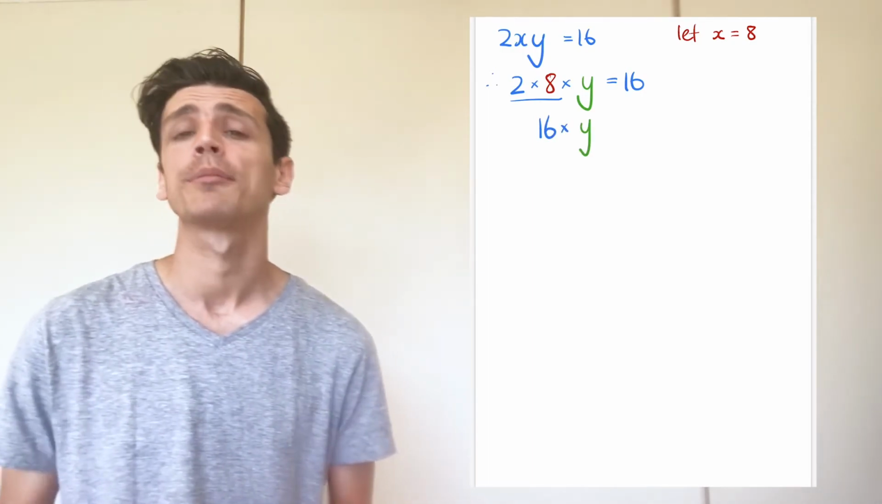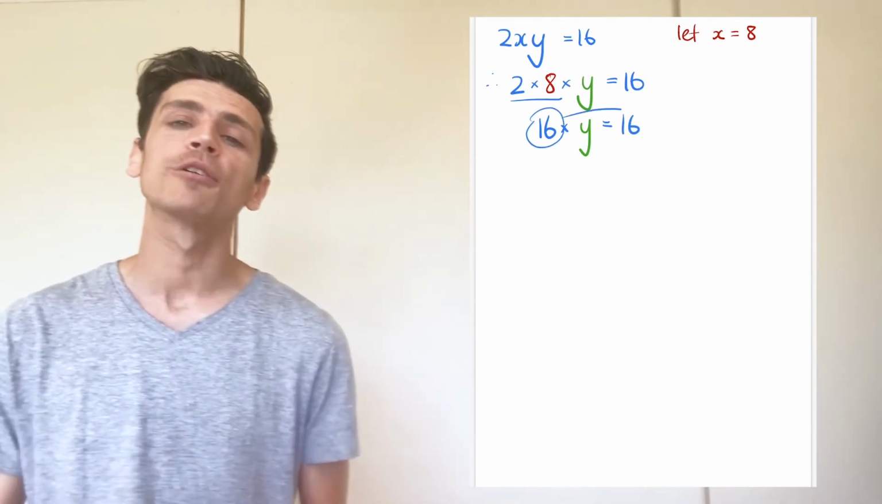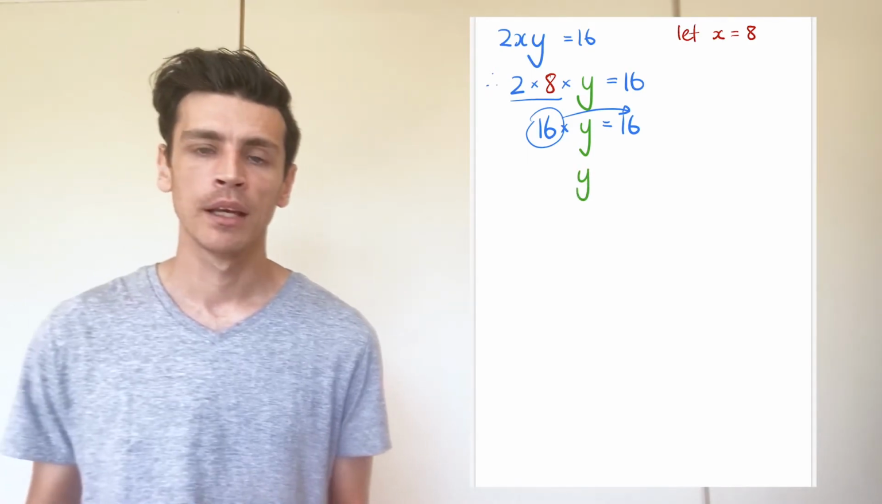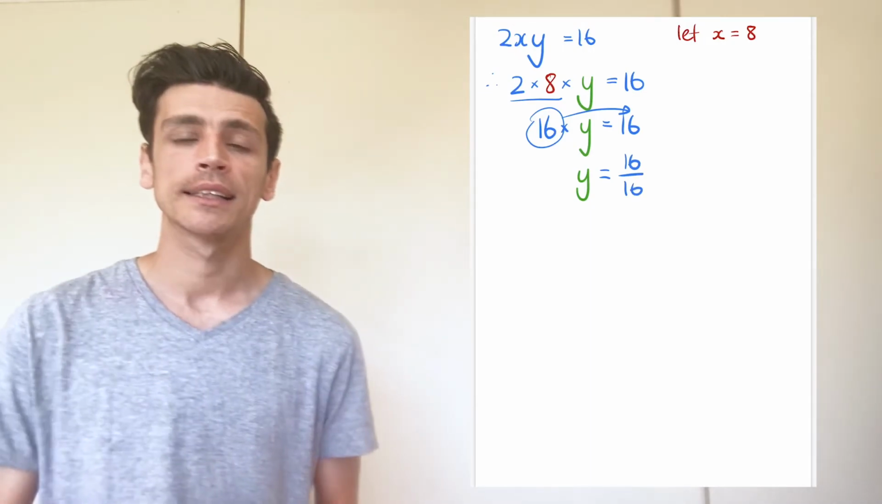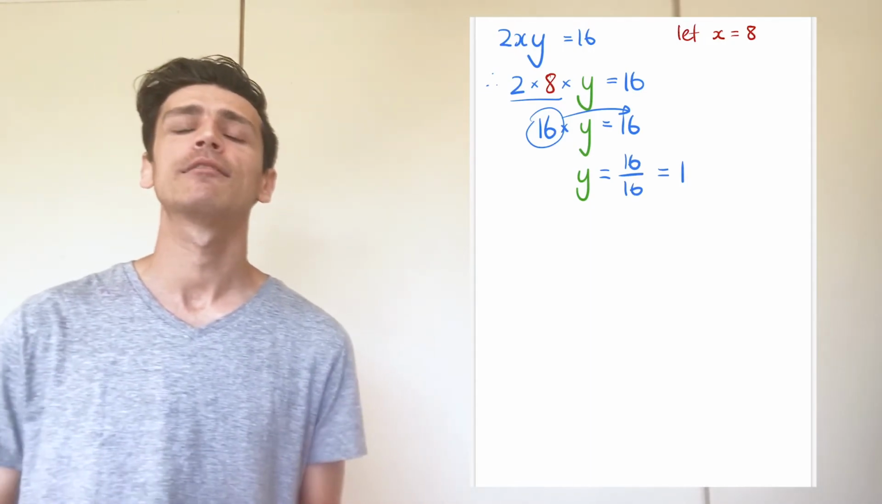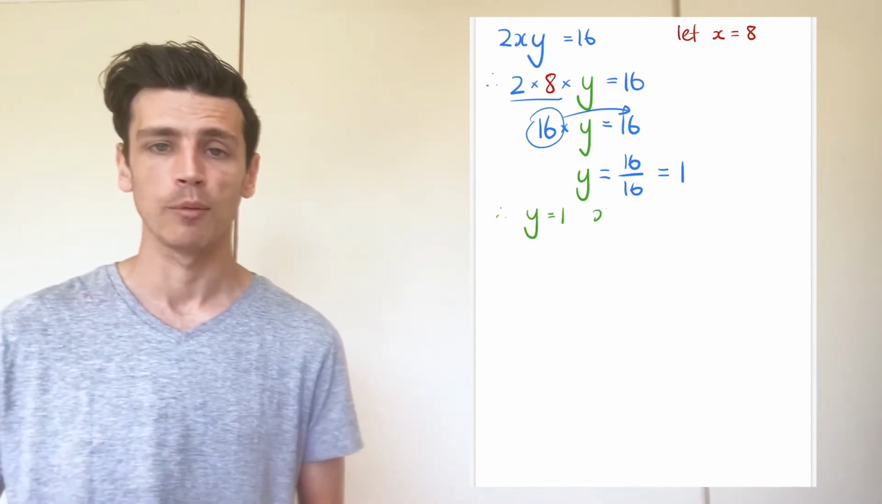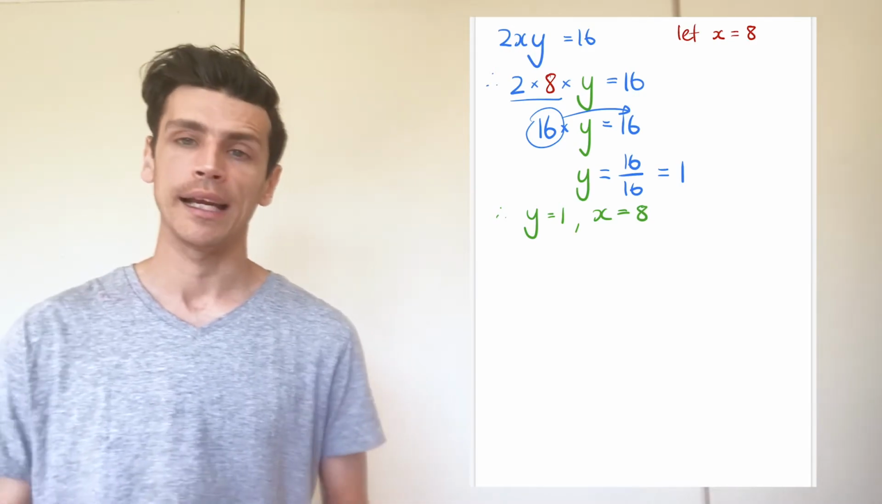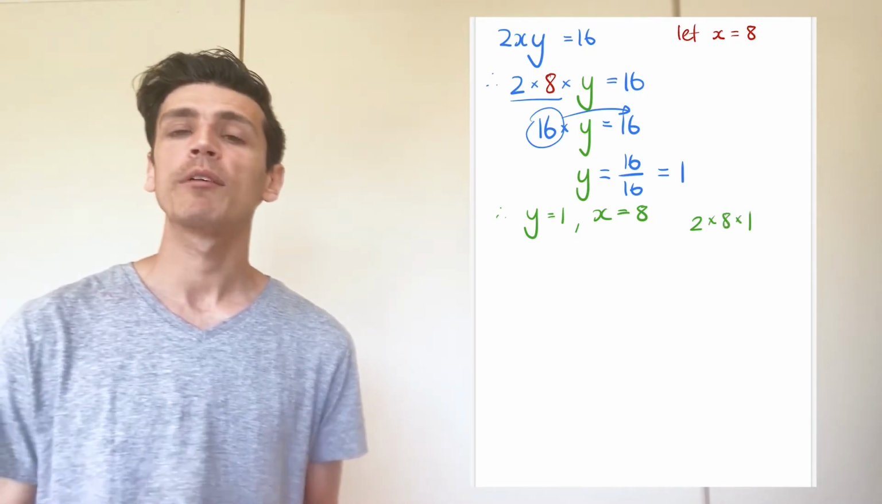We can do 2 multiplied by 8. So 2 multiplied by 8 would give me 16. So 16 multiplied by y will equal 16. And if we take our 16 from one side to the other, it was multiplying on one side, so now it's going to divide. So 16 divided by 16 would give me 1, because any number divided by itself would in fact give me 1. So the answer to this would be y equals 1. So now we have a possible solution. We've got y equals 1 and x equals 8. And this works because 2 multiplied by 8 multiplied by 1 would in fact give us 16.